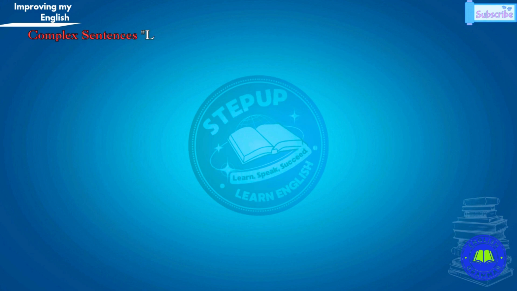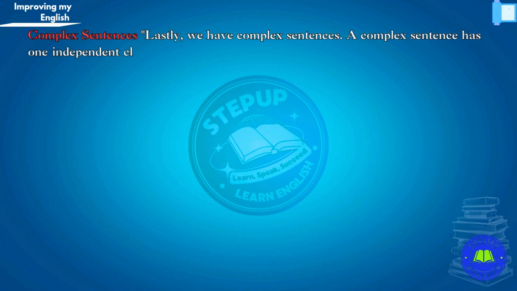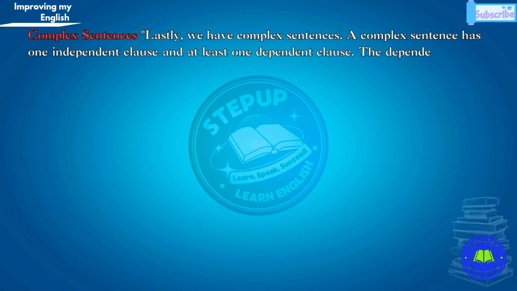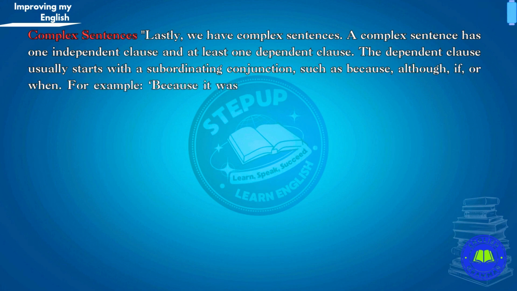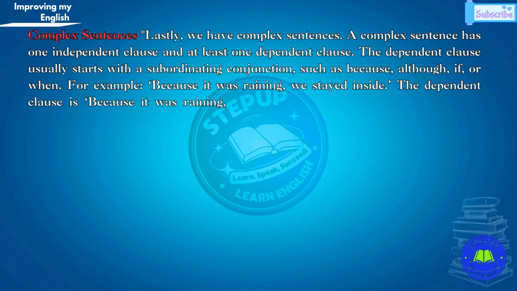Complex sentences. Lastly, we have complex sentences. A complex sentence has one independent clause and at least one dependent clause. The dependent clause usually starts with a subordinating conjunction, such as because, although, if, or when. For example, because it was raining, we stayed inside. The dependent clause is because it was raining, and the independent clause is we stayed inside.